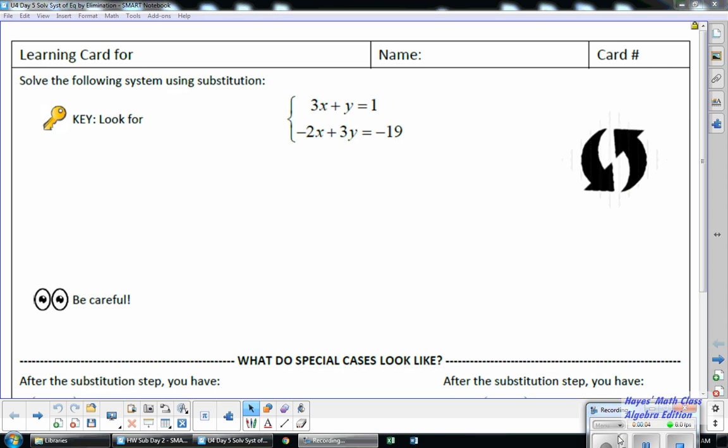There we go. We are in the middle of our really big systems unit. Here's our second learning card. Again, number this as your teacher has labeled these. I think we're, again depending upon which semester we're in, but here we're going to be talking about card 4, systems by substitution.